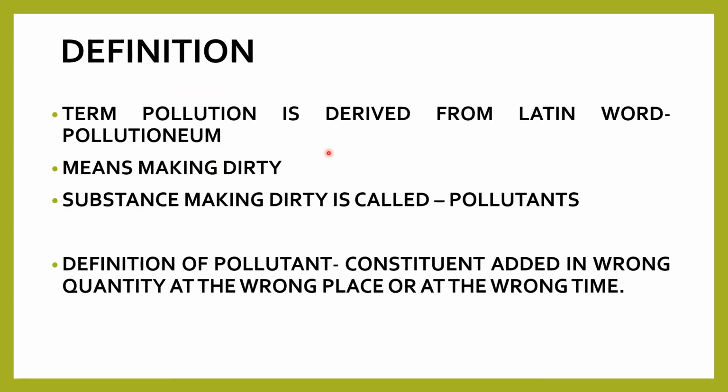Now coming to the definition of pollution, the term pollution is derived from the Latin word pollutinum, which means making it dirty. The substances making it dirty are called pollutants. And the definition of the pollutant goes like this. Any constituent which is added in the wrong quantity, at the wrong place, or at the wrong time, that is what is a pollutant.